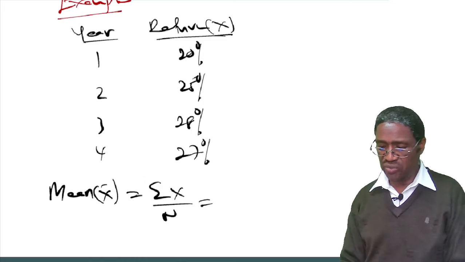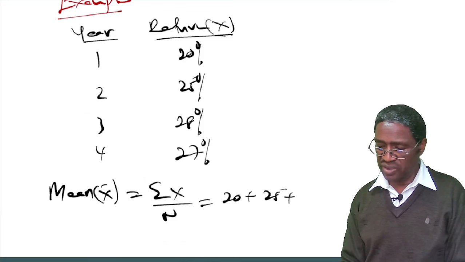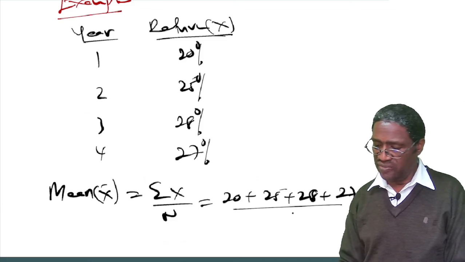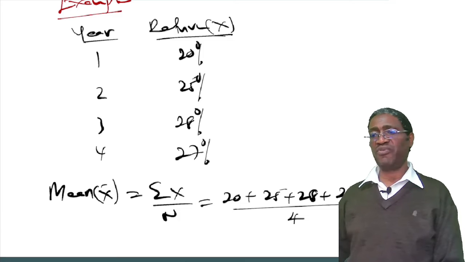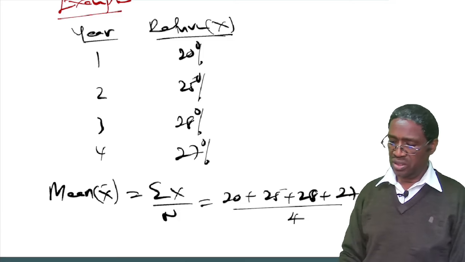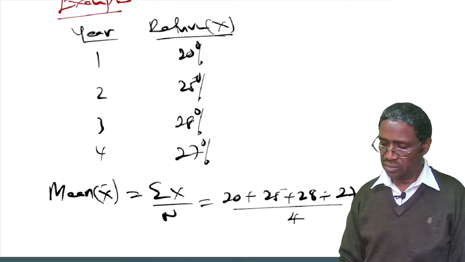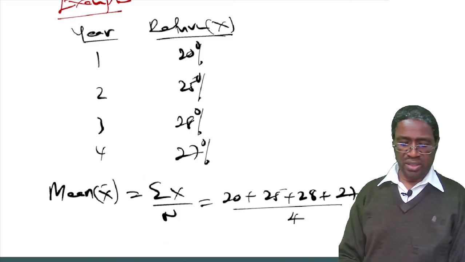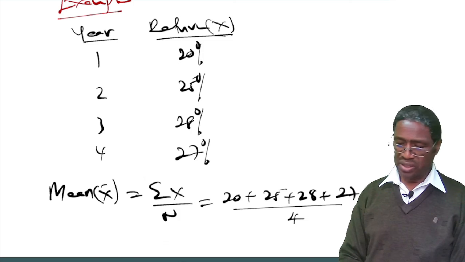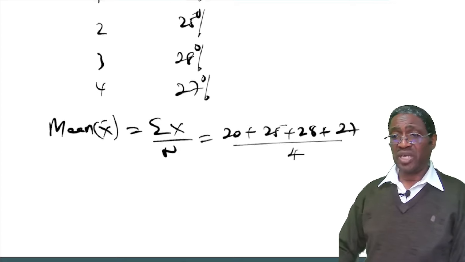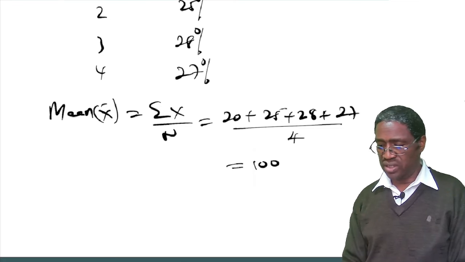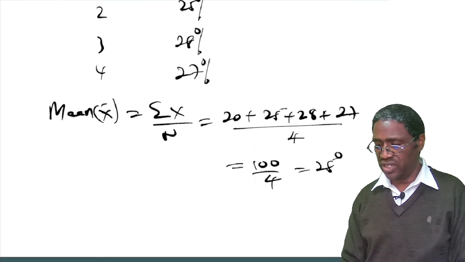Let's take our summation of X, that is 20 plus 25 plus 28 plus 27. We divide everything by 4. So let's get the sum of X. I take 20 plus 25 plus 28 plus 27. Whatever I'm getting, which is 100, I divide that by 4. That is exactly 25.